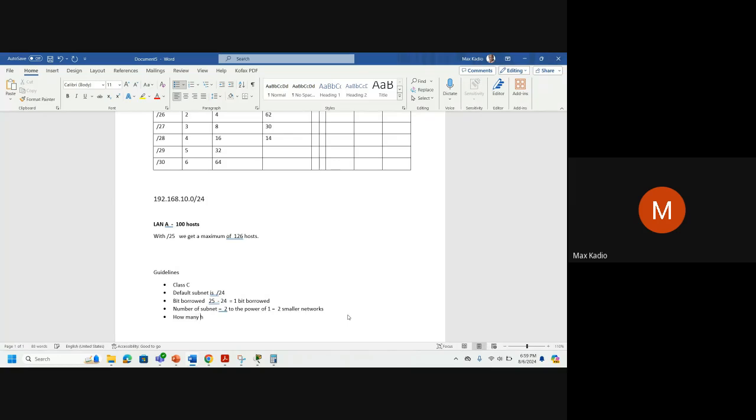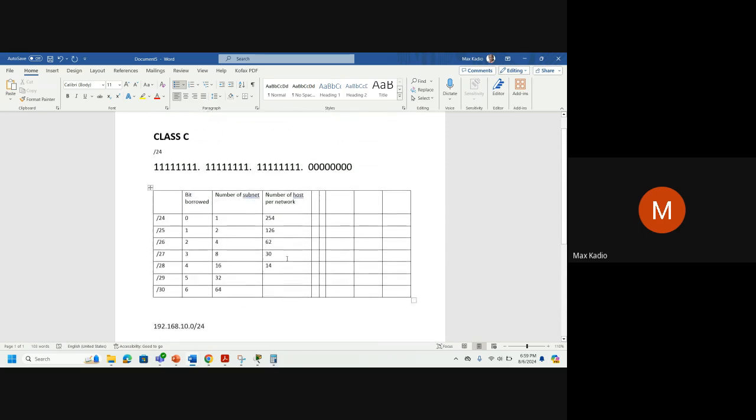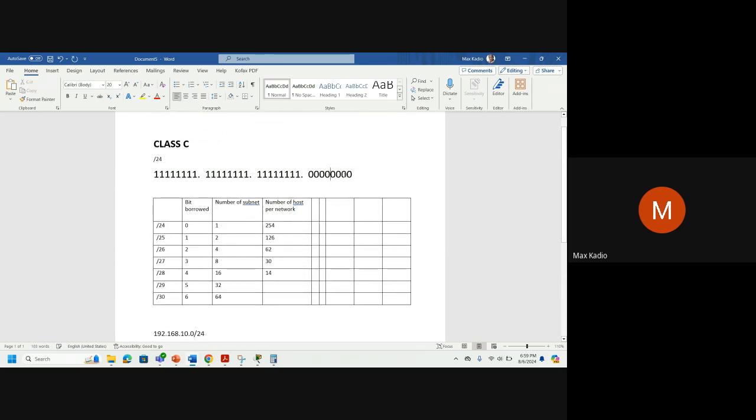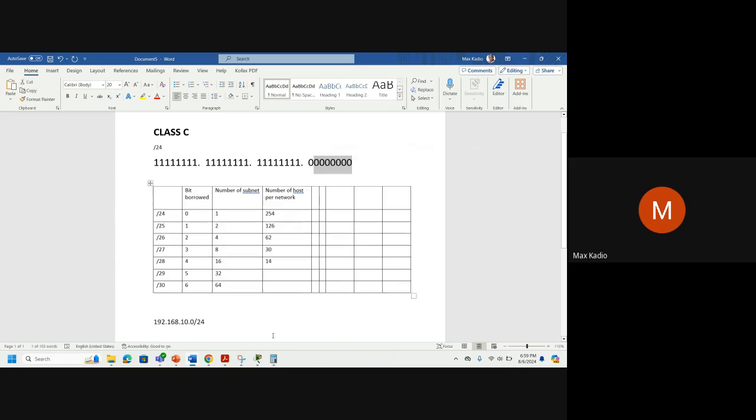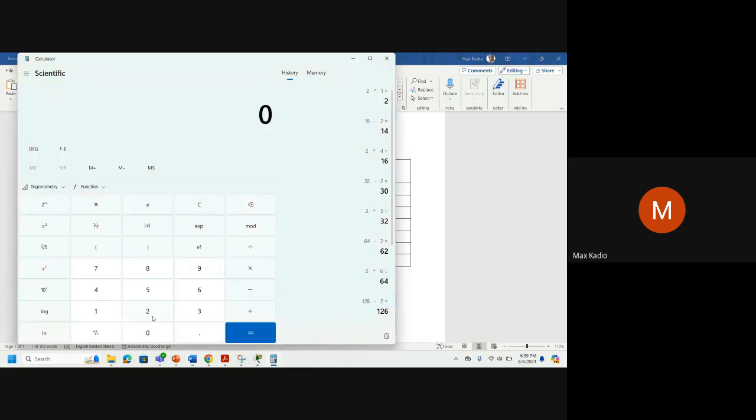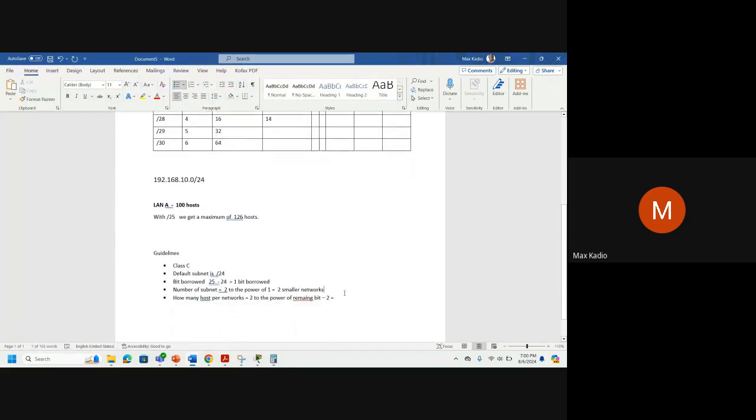How many hosts per network? We do 2 to the power of remaining bits minus 2. It means if I borrowed only one bit here, the remaining is 7. So it's 2 to the power of 7 minus 2, and we have 126 hosts per subnet.